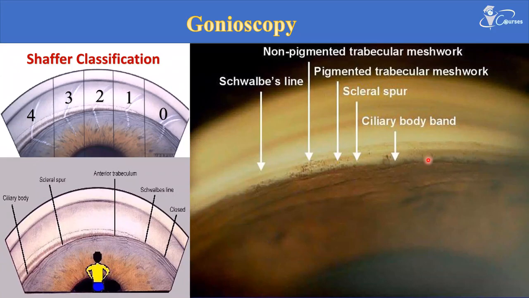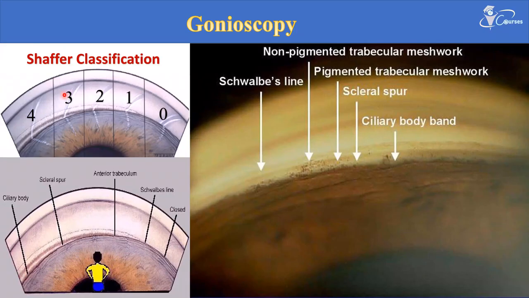So if we find that the 4 structures are present, we call it grade 4 or open angle, according to what's called the Scheffer classification. The Scheffer classification is a classification of the angle depending on how many structures are visible. So in grade 4, from anterior to posterior, you will find Schwalbe's line, then trabecular meshwork, then the scleral spur, and finally the ciliary body band. So all 4 structures are present.